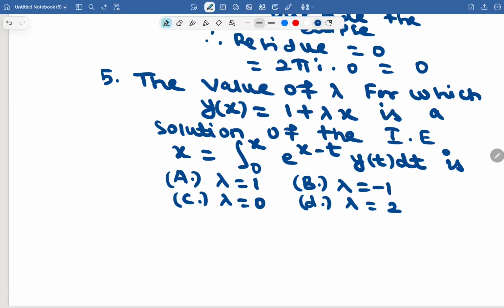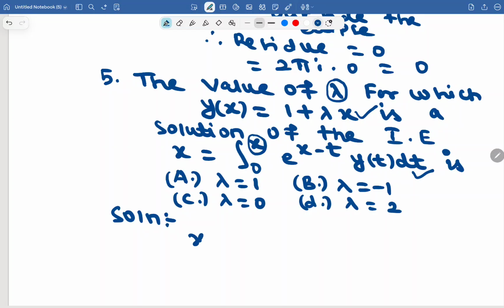We have to find the value for lambda, for which y of x is given as 1 plus lambda x. The integral equation is given as x equal to integral 0 to x e power x minus t y of t dt. Solution. The given integral equation is Volterra because the upper limit is variable x. If both the limits are constant, then we can say the integral equation is Fredholm.